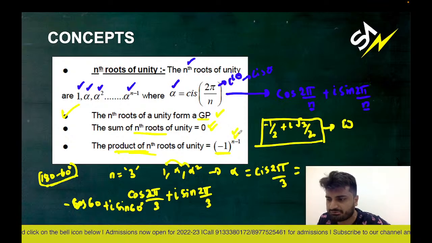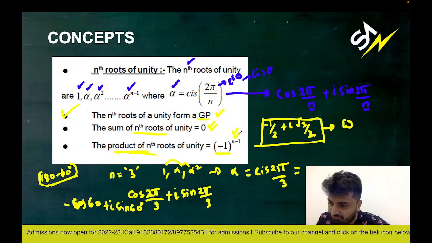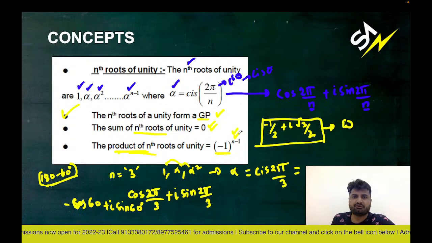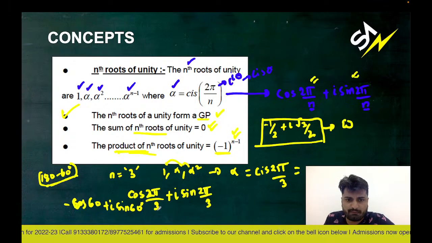This is a new concept which we are learning. Nth roots of unity, which are 1, alpha, alpha square, up to alpha power n minus 1. So if you give n value 3, that is cube roots of unity. When I substitute 3 in this, I will get cos 2 pi by 3 plus i sin 2 pi by 3. So 2 pi by 3 is what?